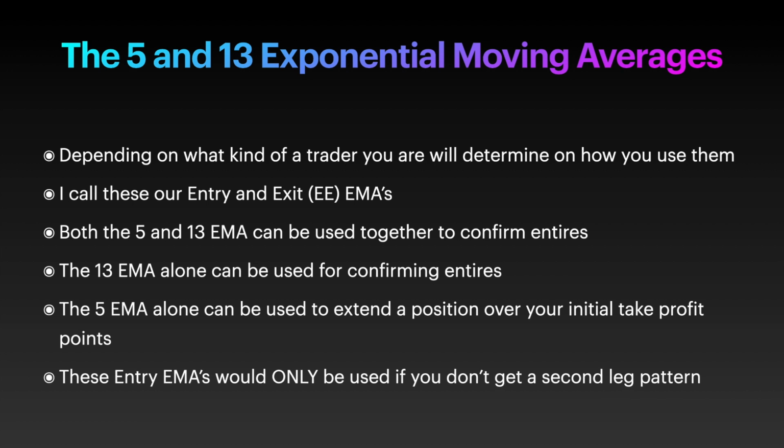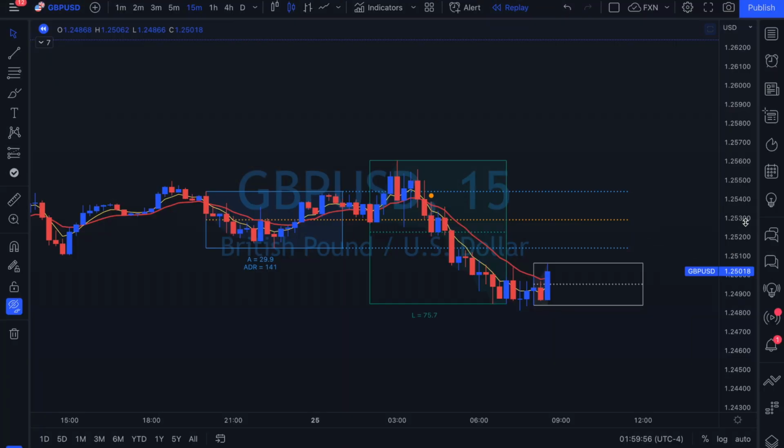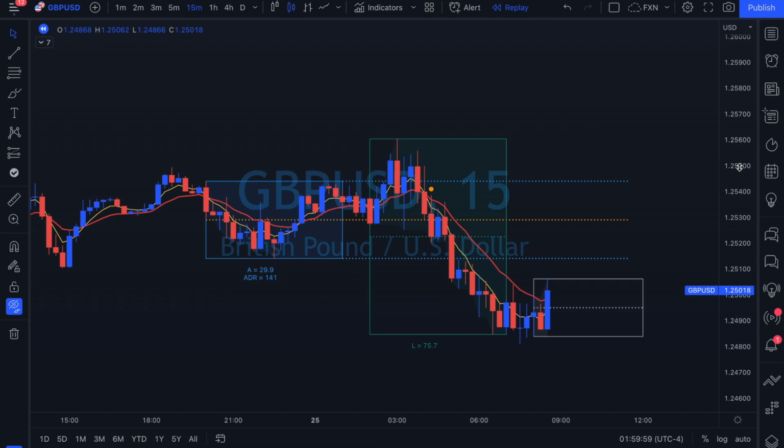Finally, these entry EMAs would only be used if you don't get a second leg pattern. So both the 5 and 13 EMA for entries would only be used if you do not get a second leg pattern, meaning a star pattern, railroad track, or quarter wood on specifically the second leg. All right, so now that you have the basics of the 5 and 13, let's take a look at some examples.